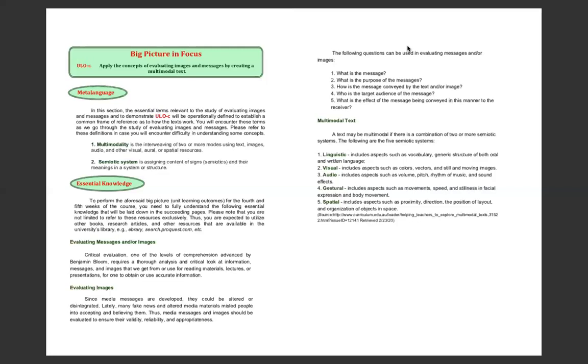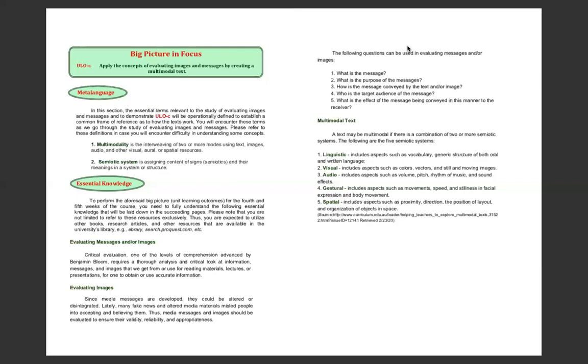The third one is audio. Of course, it includes aspects such as volume, pitch, rhythm of music, and sound effects. So one example of this is the advertisement. In an advertisement, people are talking, so we call it audio.